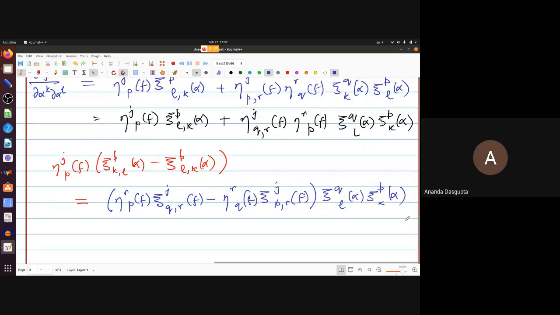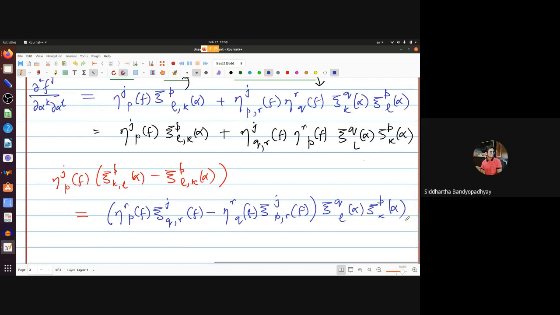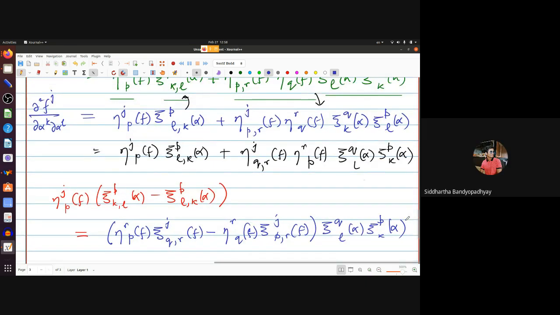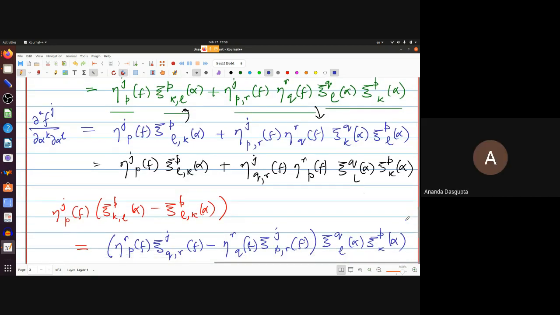Go ahead. The partial derivative was with respect to eta, right? You're right. You're right. Perfect. These were wrong. On this side, you do have partial derivatives of xi, but on this side you only have beta. Perfect. This is exactly what you have.